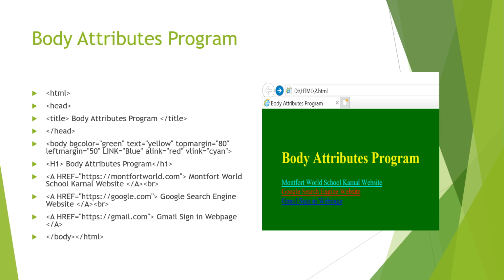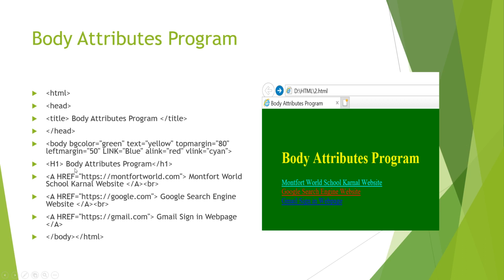Let's do one program. See now, in the HTML head, in the title I have written the title of the program. In the body I have written body bgcolor equal to green. This is the first attribute. The background color will be green. Text will be yellow. For top margin I have given 80 pixels of space from the top. On the left side I have given 50 pixels of space, and the link color I have kept blue, the active link color is red, and the visited link color is cyan.